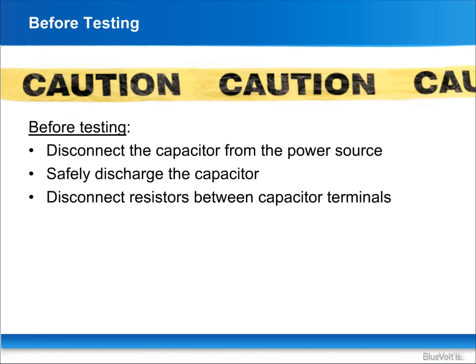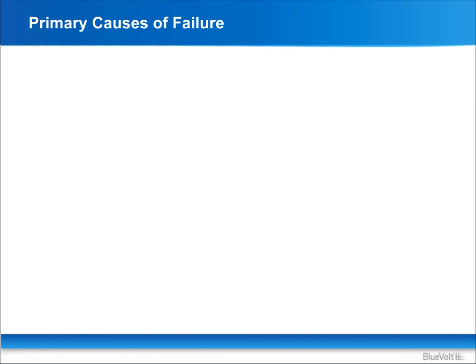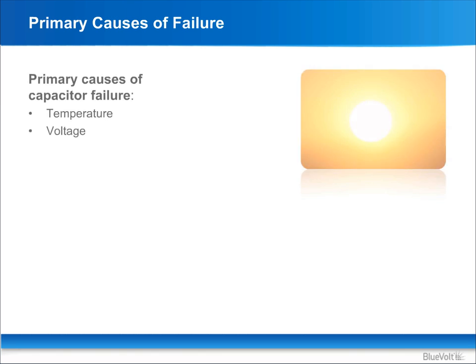By replacing a bad capacitor with a new one, you can determine if the motor is operating properly. When you replace a motor, you should always use a new capacitor. The primary causes of capacitor failure are high temperatures and incorrect voltage.